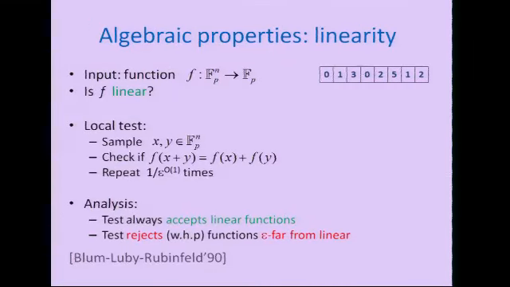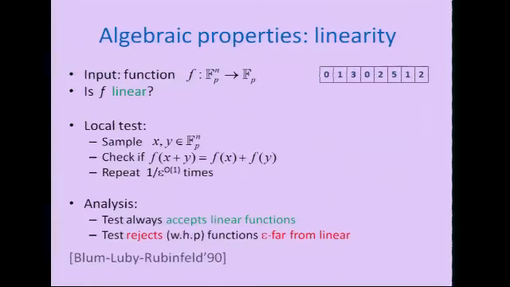Another example, which is more relevant to what I'm going to be talking about, is algebraic properties. Here the objects are functions. We have functions from F_p^n to F_p, and think of p as being a small number, maybe 2, and n as being large. The question is, is f a linear function or not? Again, this is a global property of a function, and you can witness this locally.